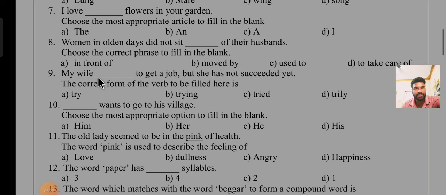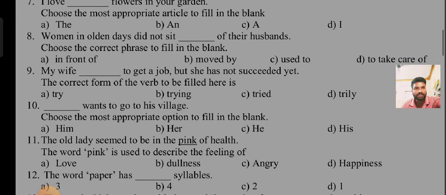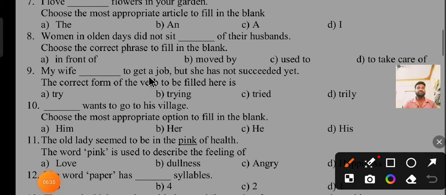What is that ninth one? We have the zoom. Okay, the ninth question is: my wife dash to get a job but she has not succeeded at. The correct form of the verb to be filled here is dash.